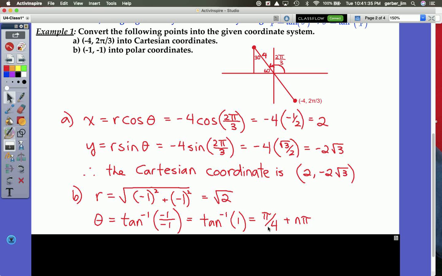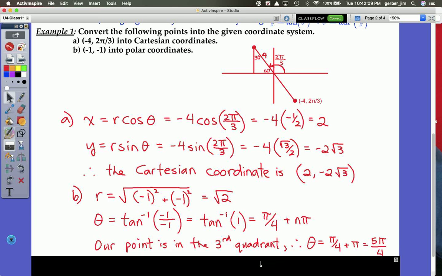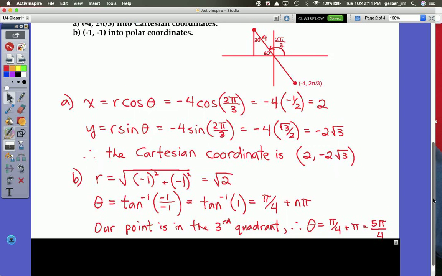But remember, tangent repeats every 180 degrees. So the answer could be 45, or it could be 225, or any number of whole number jumps of 180 degrees in either direction is going to give us a tangent of 1. We don't want π/4 because we know that (-1, -1) is in the 3rd quadrant. So π/4, well, that would be in the 1st quadrant. That wouldn't make any sense. We want to be in the 3rd quadrant, so we have to add 180 degrees on that to get over to the 3rd quadrant. So in fact, instead of 45 degrees, we want 225 degrees, or in other words, 5π/4 radians.